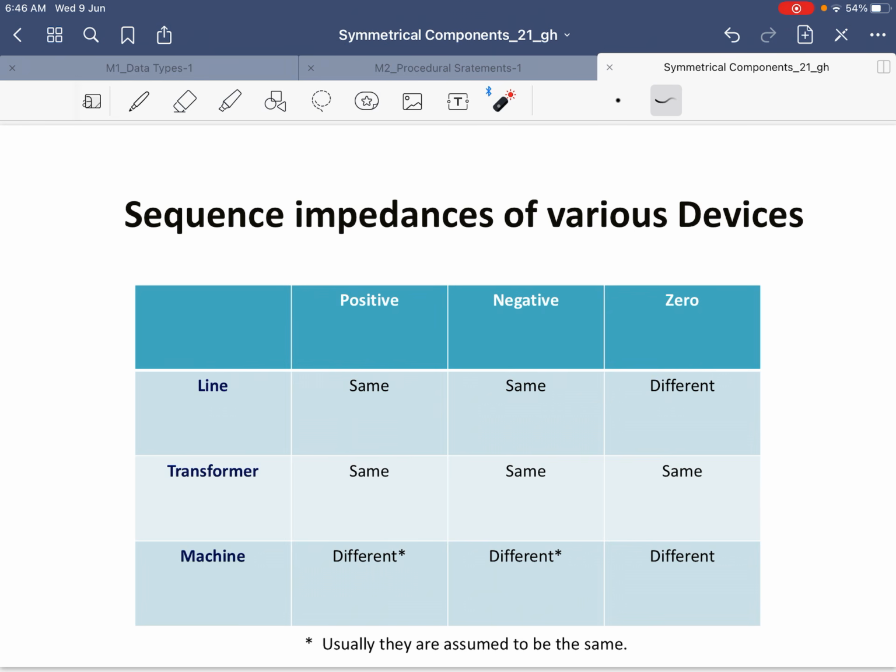When considering a synchronous machine, usually the positive, negative and zero sequence impedances have different values. However, in calculations we usually consider the positive sequence impedance to be equal to the negative sequence impedance. These are the sequence impedances of the transmission line, transformer and the machine.